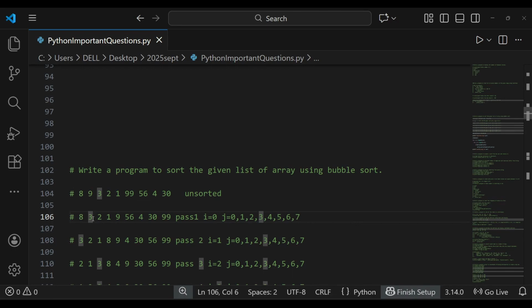Then it will check 8 with the 2. Yes, 8 is greater, so 8 will be here. 8 with 1, 8 will be here. Is 8 greater than 9? No, it's not. So 8 will stay at its own position.